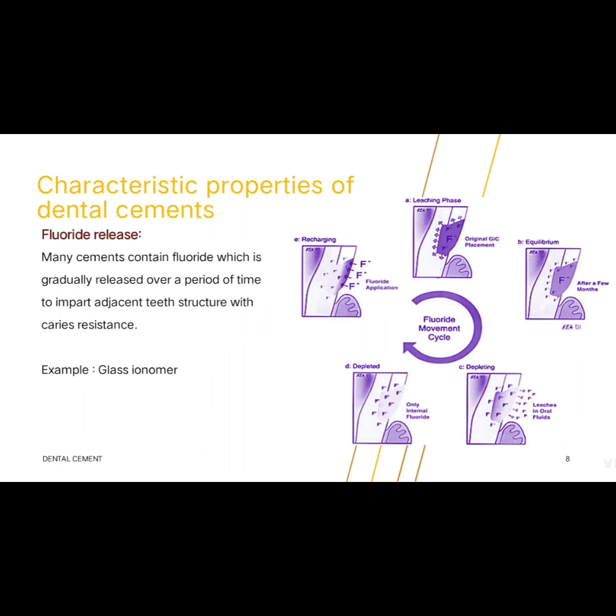So now coming to the next point, that is fluoride release. Many cements contain fluoride, which is gradually released over a period of time, imparting caries resistance property to the adjacent tooth structure. The most known example is glass ionomer cement, as you can see in the picture given beside, how it is placed initially and how the fluoride is released after a few months and leached into the oral fluid, and slowly it gets depleted, then it is recharged by fluoride application, and then the cycle continues. Okay, fluoride is very important for caries resistance.